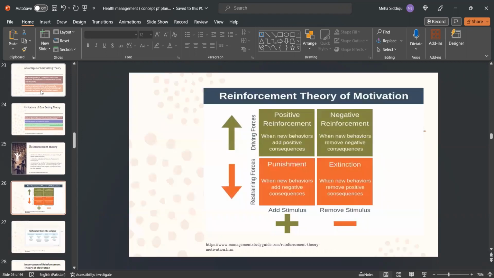So these are the 4 types of reinforcement: positive reinforcement, in which new behaviors add positive consequences. Negative reinforcement, when new behaviors remove negative consequences. Then comes punishment, when new behaviors add negative consequences. And extinction, when new behaviors remove positive consequences.